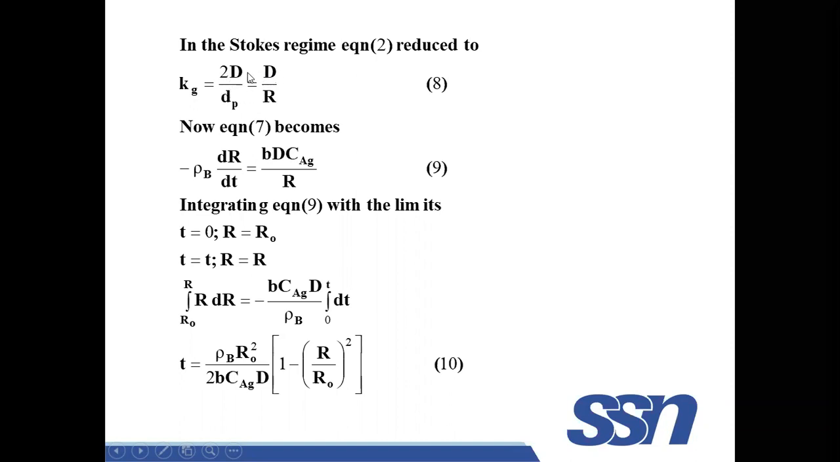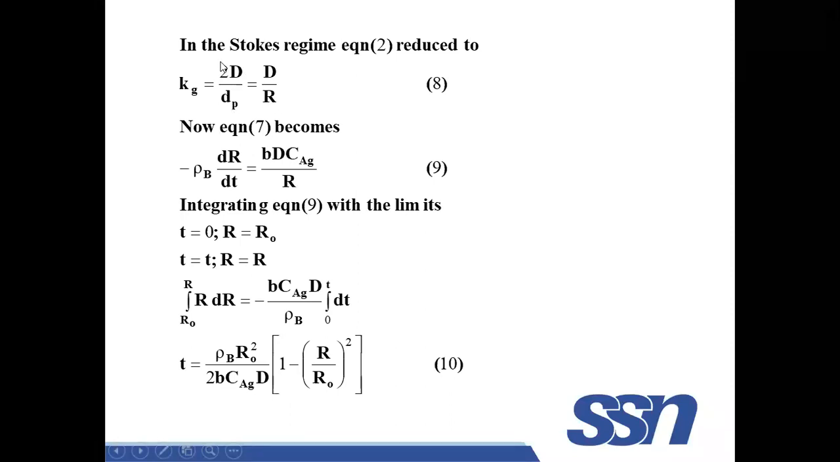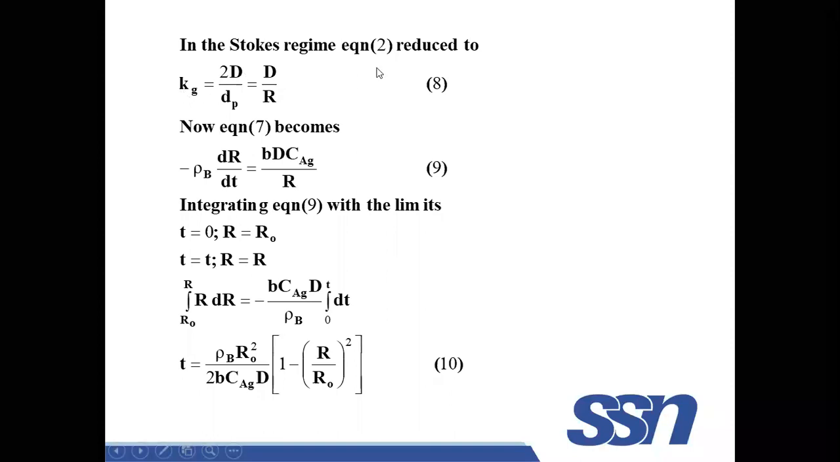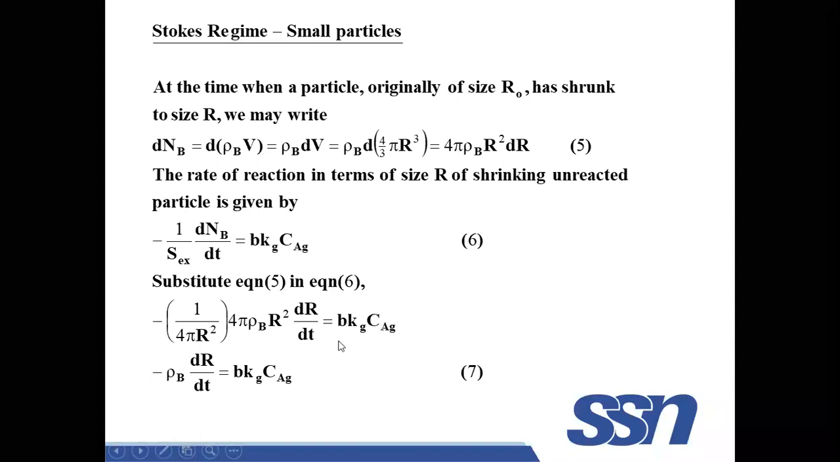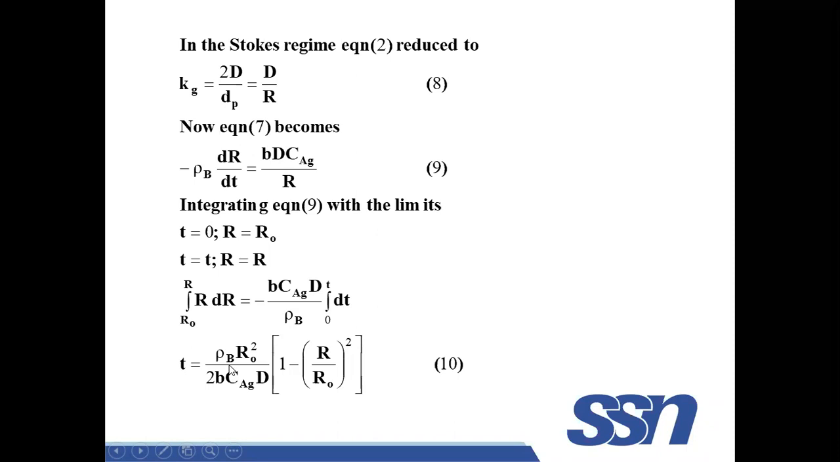dp is the diameter of the particle. D is what? Diffusivity. So capital D, small d. Small d is diameter. Capital D is diffusivity. dp is nothing but 2r. Because of 2 radius, the 2 gets cancelled. So kg you can write as D by r for a Stokes regime. So if you substitute kg as that and then take the limits, the final form of the equation is like this: rho B r square over 2 b CAg D into 1 minus r by r naught whole square.